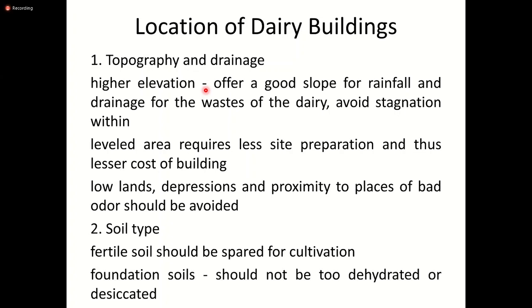Then the soil type, right? It should be very fertile soil, right? Because we have to cultivate some grasses, feeds for these animals, grasses, corn, right? Or maybe any other kind of feeding materials like legume types, right? So we should have a very good, well hydrated soil type with very good fertility just to support this kind of feed cultivation, right?